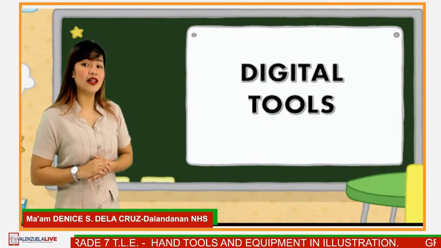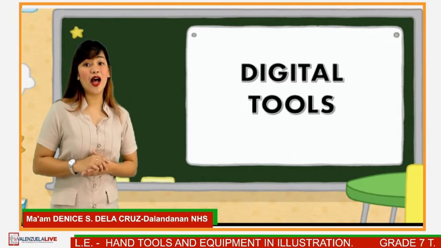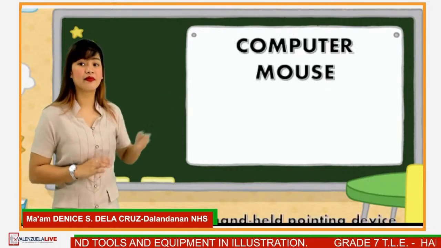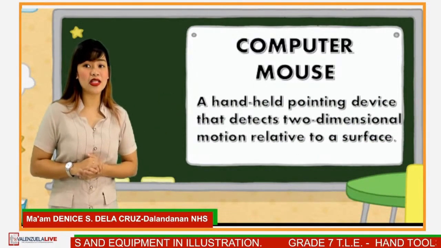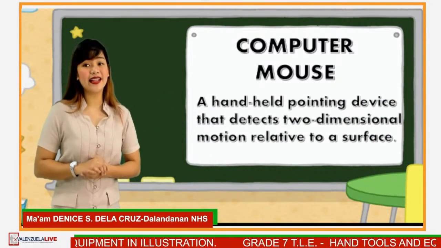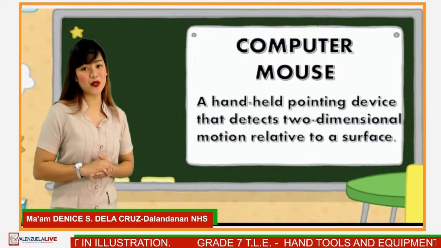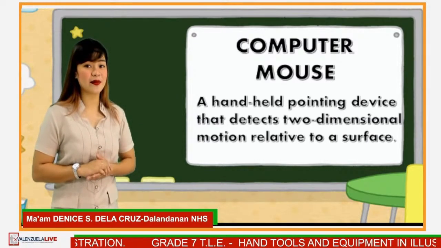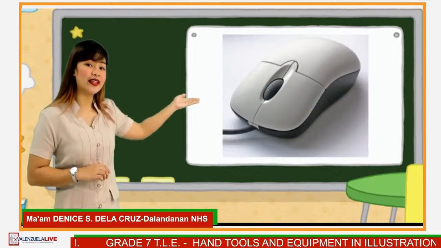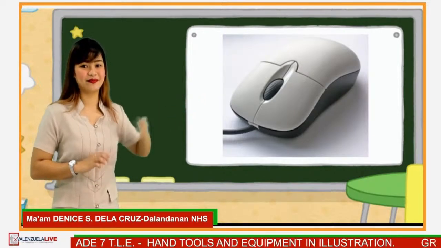For the digital and modern, we have the computer mouse. A computer mouse is a handheld pointing device that detects two-dimensional motion relative to a surface. This is what we call the computer mouse.